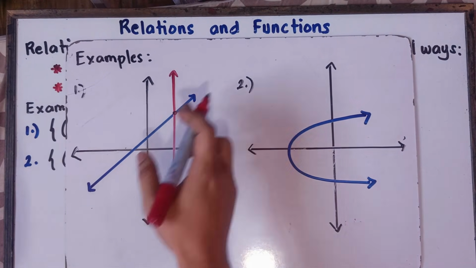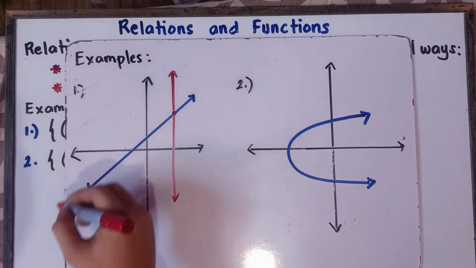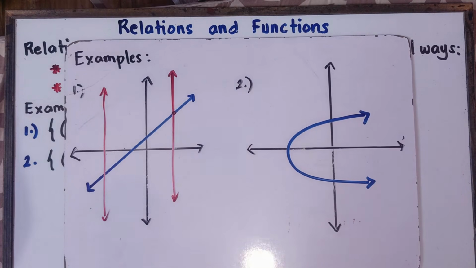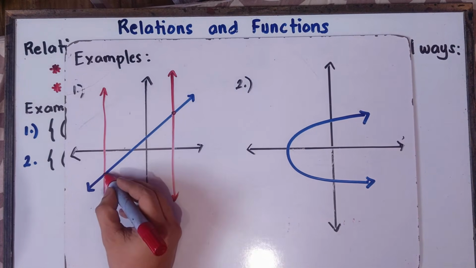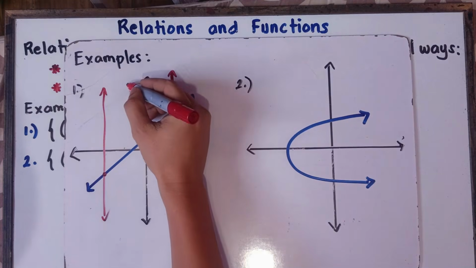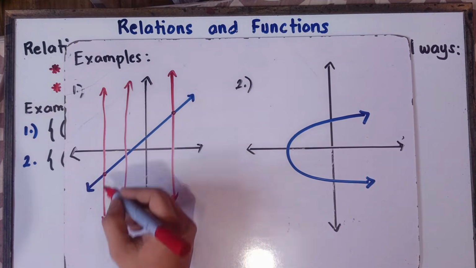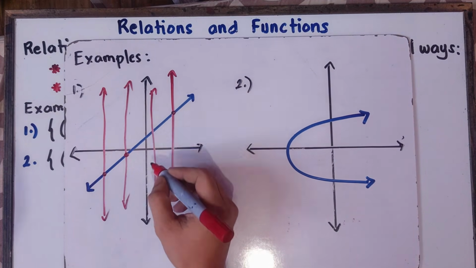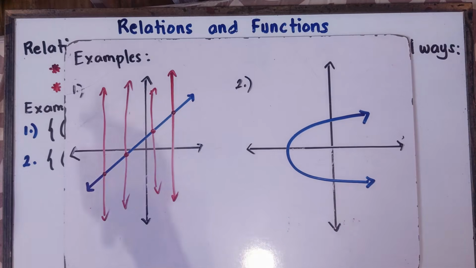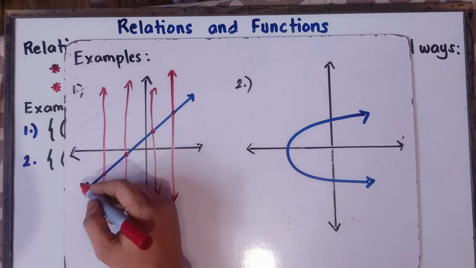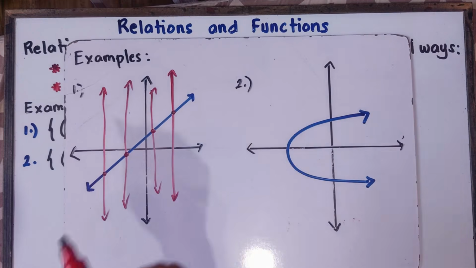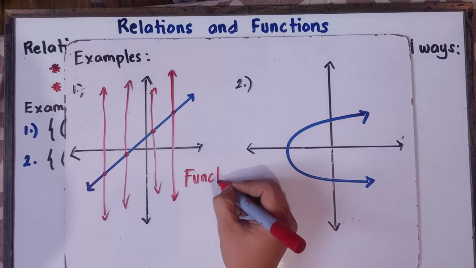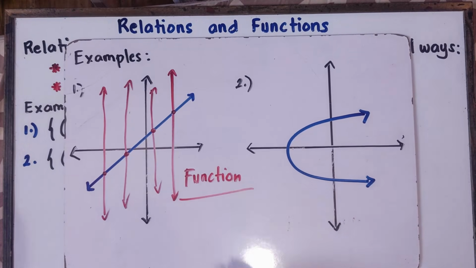Anywhere in this graph, if you draw a vertical line test, for example here, how many points intersect the graph? Only one point. Another vertical line test, how many points? Only one point. Another vertical line test, how many points? Only one point. Now if there's only one point intersecting this graph, therefore this will be a function. Easy as that. Example number 1 will be a function.